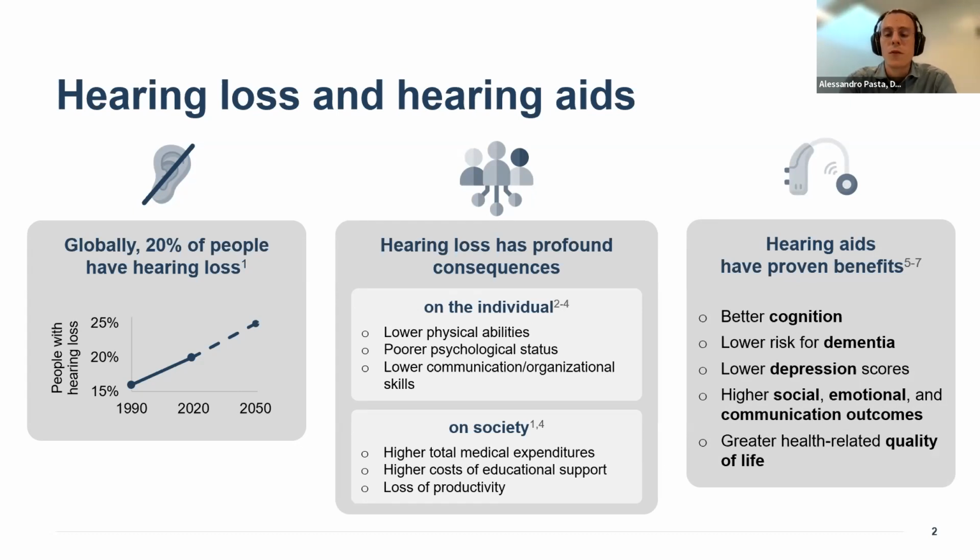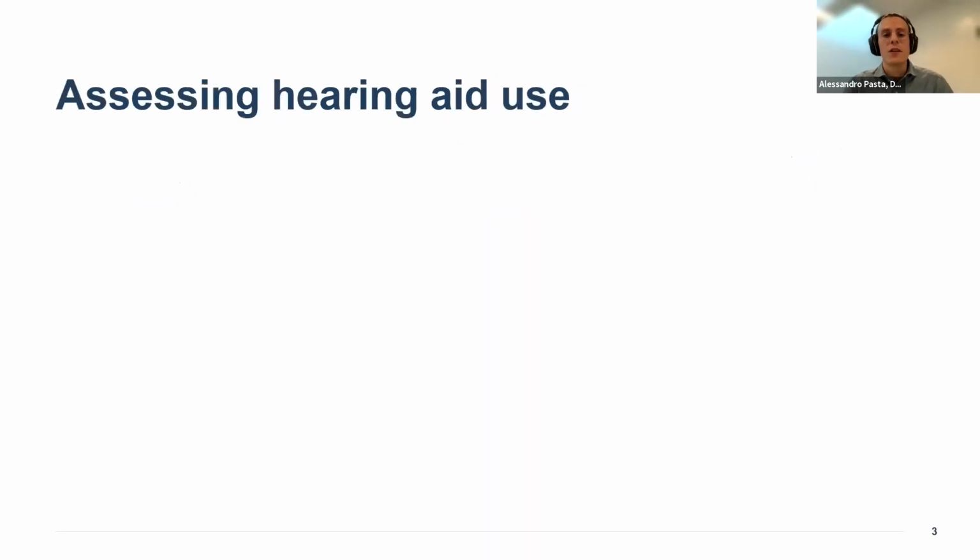And in addition to improving the audibility of sounds, hearing aids have proven benefits. For instance, hearing aid use has been shown to improve the cognition of hearing aid owners, but also is associated with lower risk for dementia and with an overall greater health-related quality of life. However, for a successful hearing aid adoption, there is not only a need for a good intervention to be provided and a good impact on the conditions of the hearing aid owner, but also there needs to be some compliance of the user with the hearing aid treatment.